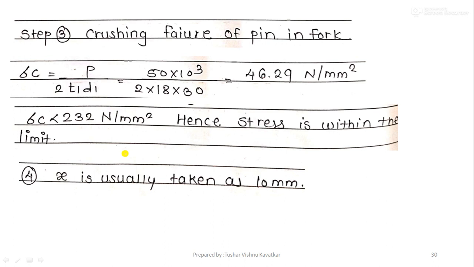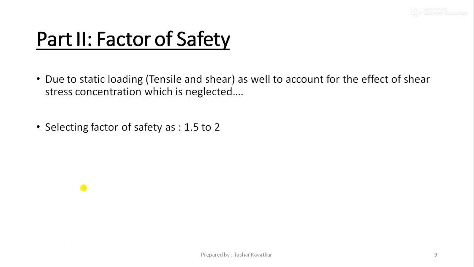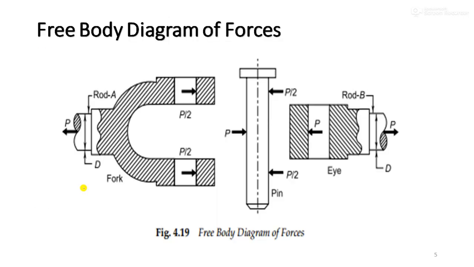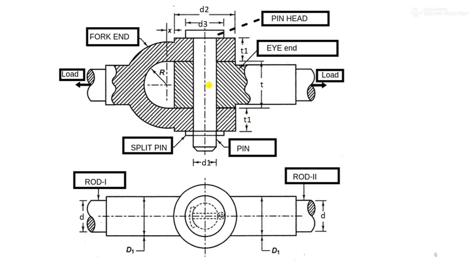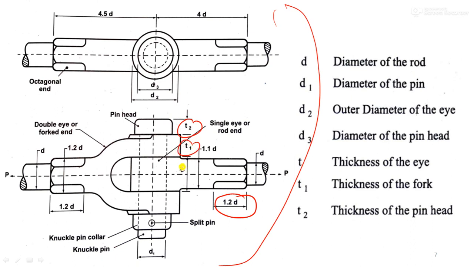And x is usually taken as x. What is x? I will explain. Let me go backward. So this is x, this distance. What is the final step? The final step is that you have to draw this diagram, which you might have already drawn, and show all these notations here: what is t2, what is t1, what is t.